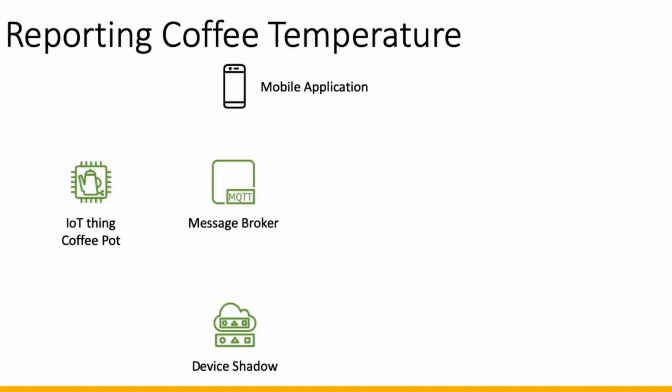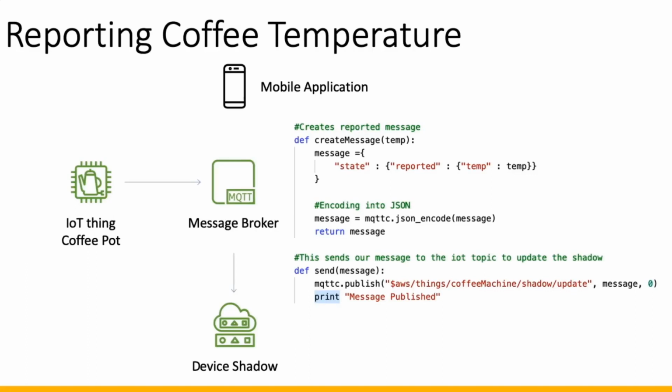So now that we know how the coffee pot temperature changes, let's have a look at how the smart coffee pot reports back to the mobile application. Like before, firstly, the coffee pot will publish a message to the message broker to update the shadow to reflect its current state or reported state.